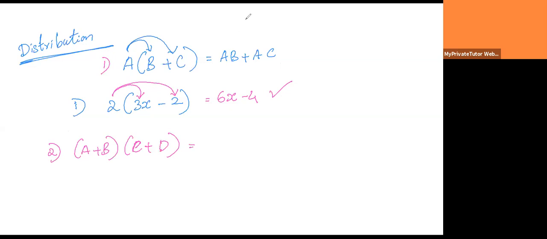Okay, so how do you expand this? So that is c, not e. Okay, let me correct that. Yeah, so how do you expand this? First, you're going to multiply by the first term, which is a. So a times c, ac, plus a times d, which is ad, and then b times c plus b times d.